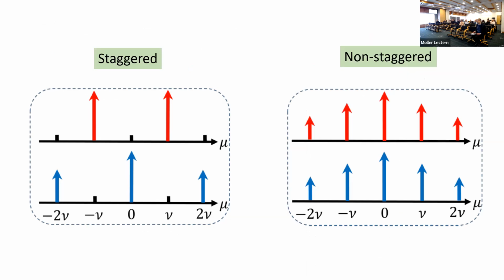Some of them have a staggered structure. So I'm switching sometimes from blue to green, right? You have comb lines in the red field, right? And when you have no comb line, the comb line appears actually in the blue field, okay? So this we call staggered combs. And these are non-staggered combs when every line in one field corresponds to every line in another field.